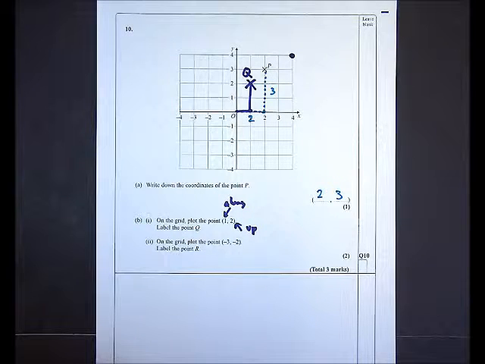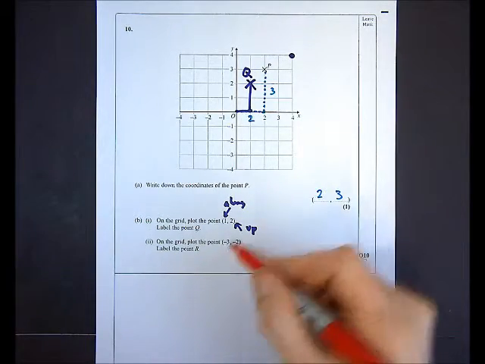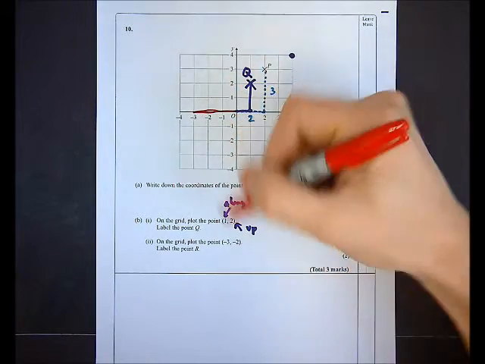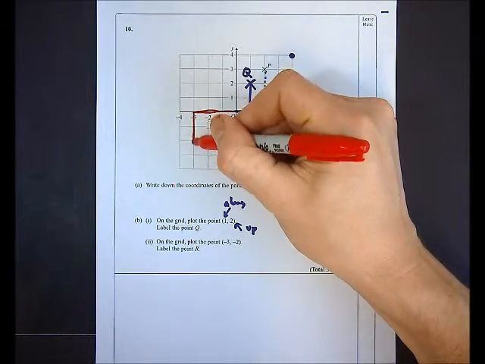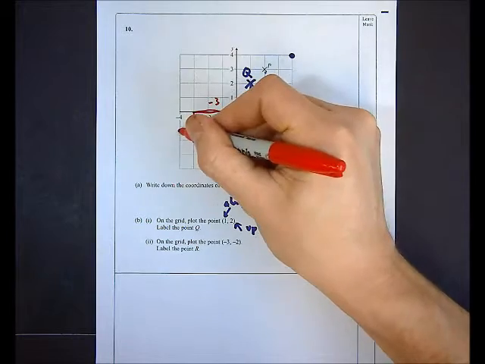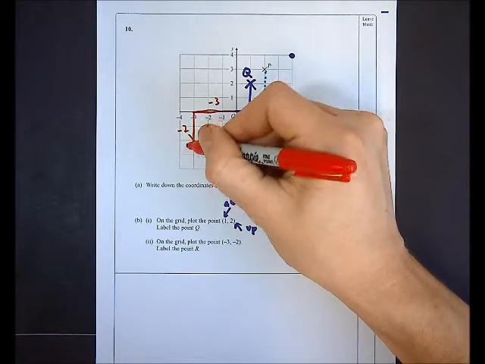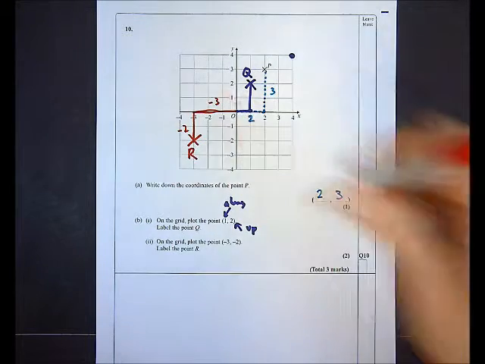And in part BII, I'm asked to plot the point -3, -2 on the grid and label it R. So -3 means along the corridor -3 there, and then down the stairs -2 there. So that distance is -3 and -2 in terms of the grid. Okay, so I want a cross on there and label that R.